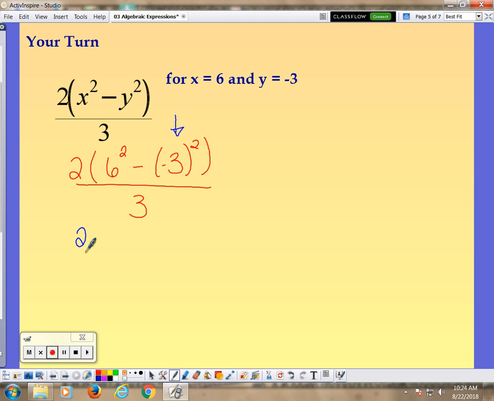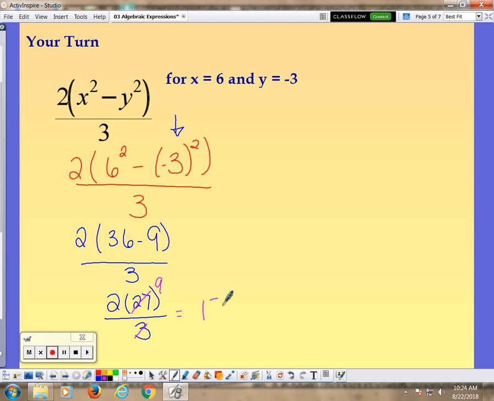So now I have 2 times the quantity of 36 minus 9 over 3, which is 2 times the quantity of, well, 36 minus 9 is 27, divided by 3. And since I'm standing here at the board and I do not have a calculator, I note that 3 goes into 27 9 times, so my answer is 18. Save myself some time. I could have multiplied 2 times 27 and divided that big answer by 3, but that way I made a shortcut for myself.